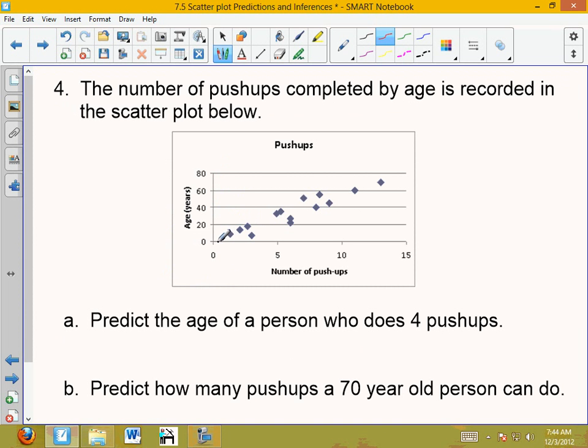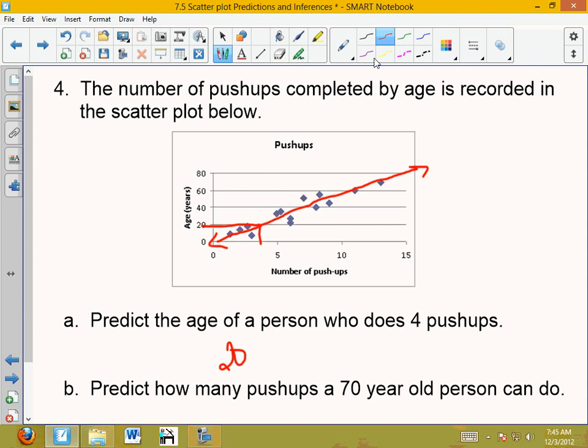This one, there is no line of best fit, so I'm going to go ahead and draw a line of best fit. And then I'll make my predictions. The age of a person who does 4 push-ups, number of push-ups is down here. 4 is about right here, so I'll go up till I hit my line of best fit. Looks like about 20 years old. Up, and then over. So it looks like about 20 years old.